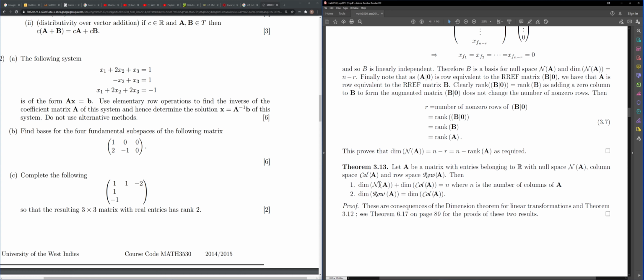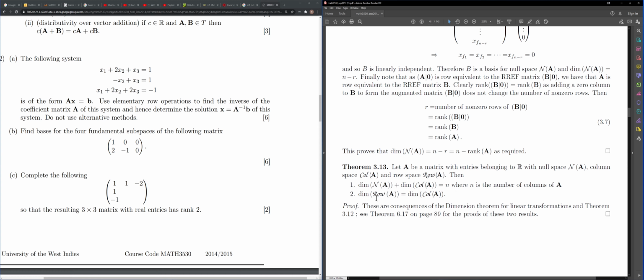But what these two are doing for you is telling you that these values, the dimension of null space and the dimension of column space, are actually related to each other. So there's an equation relating the dimension of null space to the dimension of column space. That is, the dimension of null space of A plus the dimension of the column space is equal to the number of columns of A.